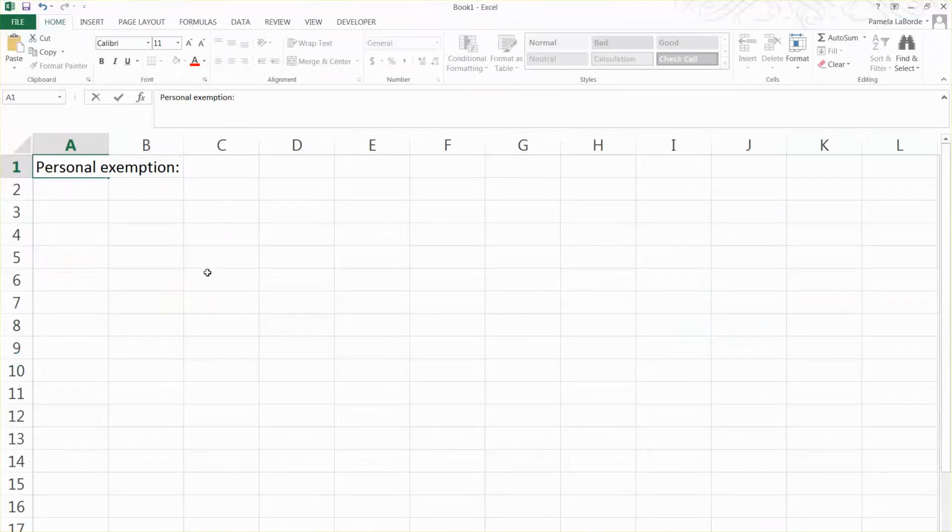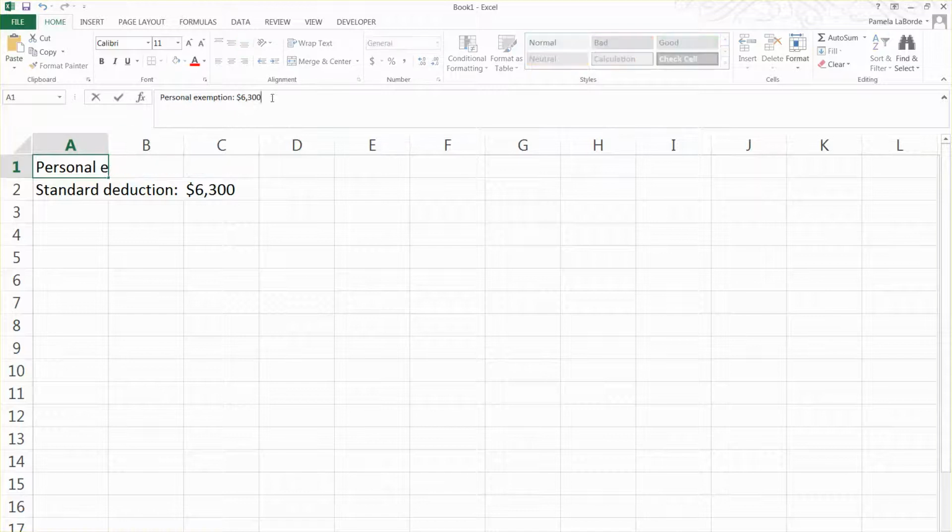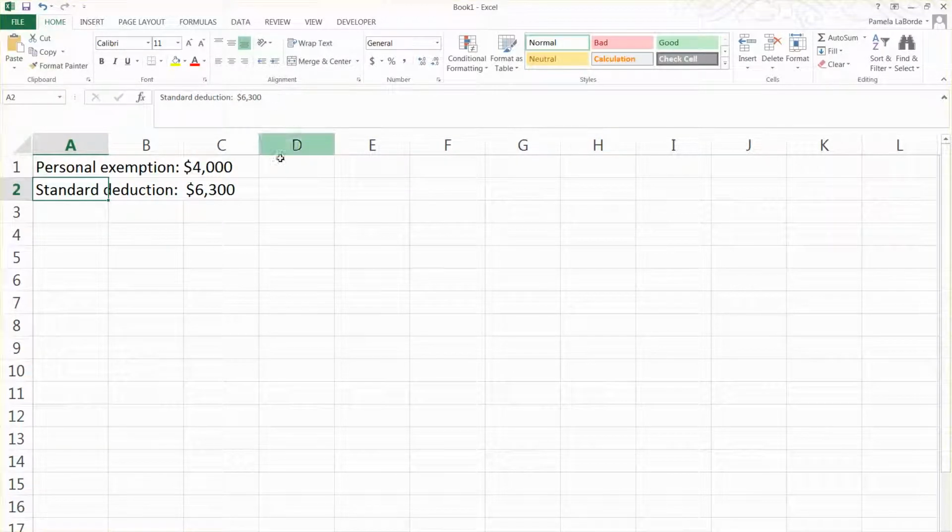So I'm just going to jot those bits of information down. The personal exemption is 6,300, standard deduction, oh, I think I wrote that backwards. Standard deduction is 6,300. Personal exemption is 4,000. And again, that's for 2015. In 2016, it'll change.